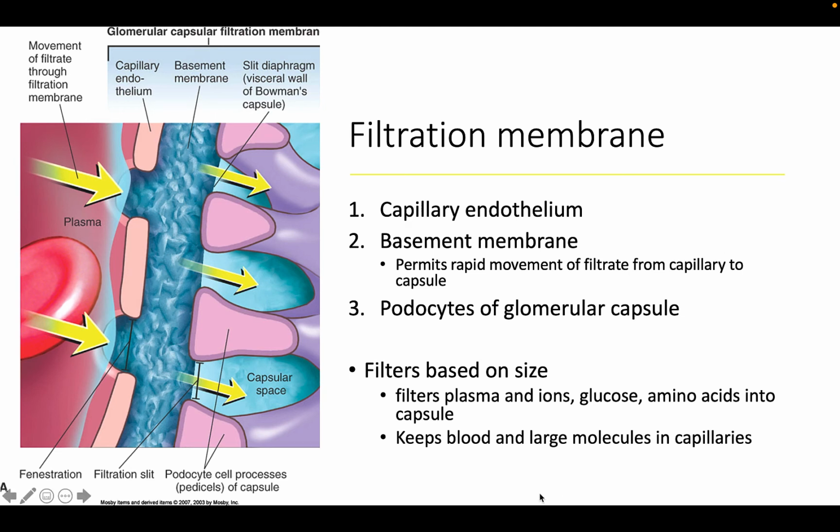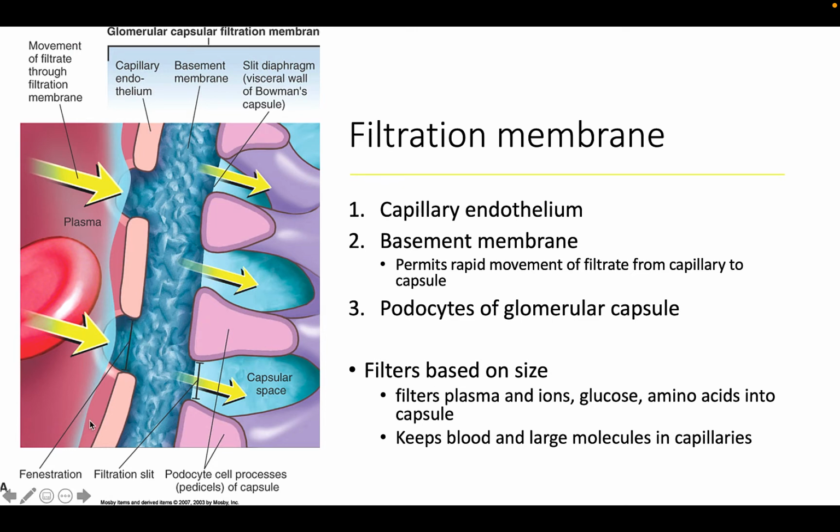As blood passes through the glomerulus, about 10 to 20% of the plasma filters between the slits to be captured by the glomerular capsule and then funneled to the proximal convoluted tubule, where the fenestrae, or the windows, in the glomerular capillaries match the spaces between the podocytes.